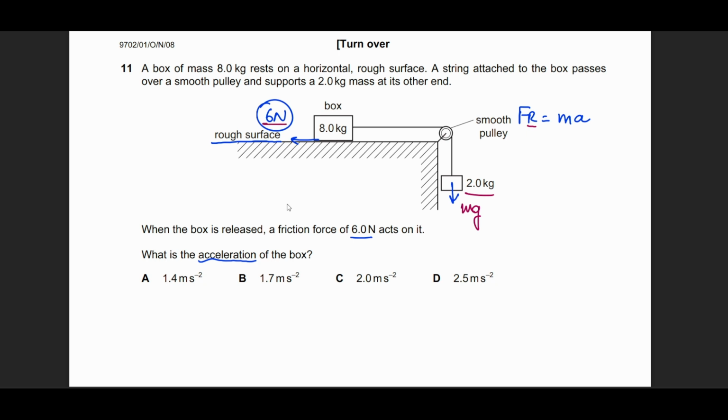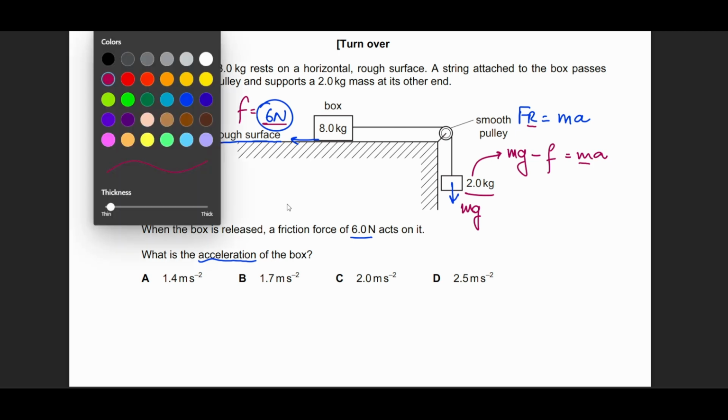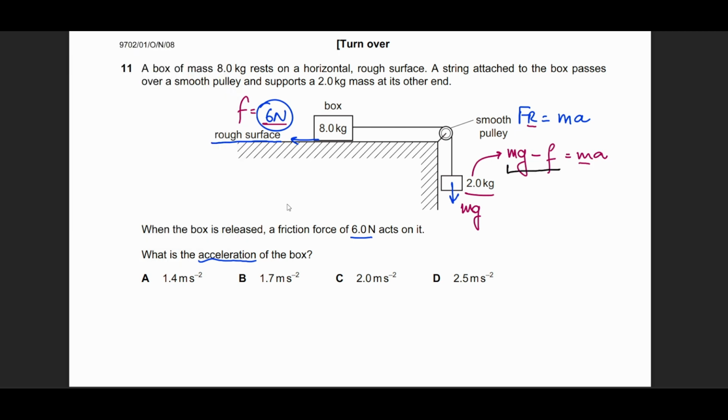So what I'm going to do, I'm going to write down this equation, mg minus F. This mg is the weight of this 2 kg block. This F represents the friction, and equals ma. Now, one more thing over here. What will be the mass that is going to be put in this equation? Basically, this resultant force, or whatever we are going to be left with, is responsible for moving not only this block, but also this block, right? So this is going to become 8 plus 2.